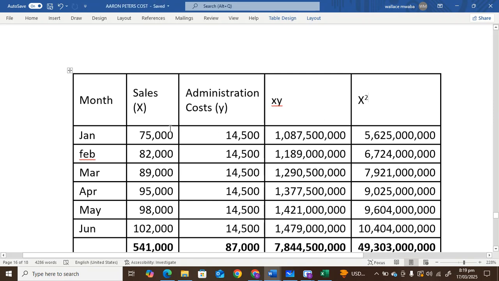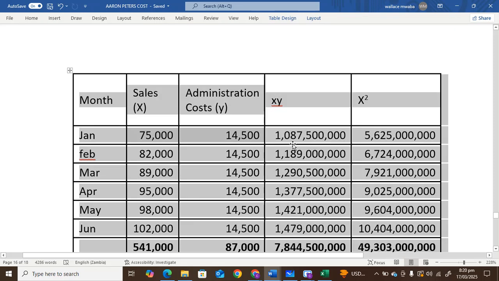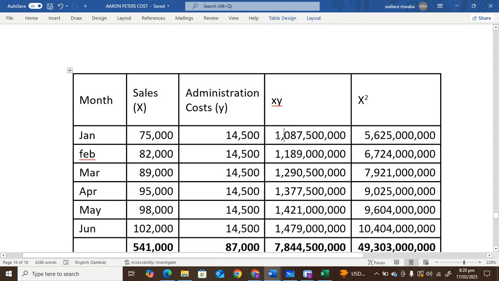All right. So for January, sales was 75,000, administration costs 14,500. So XY column, 75,000 times 14,500, you get 1,087,500,000. You square your X value, 75,000 squared, you get 5,625,000,000. Any questions, colleagues, on this?